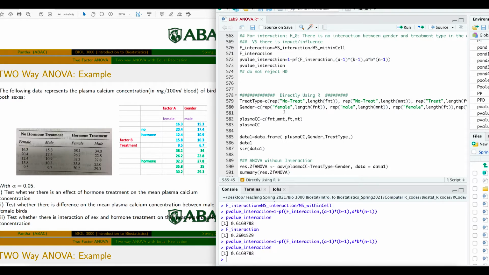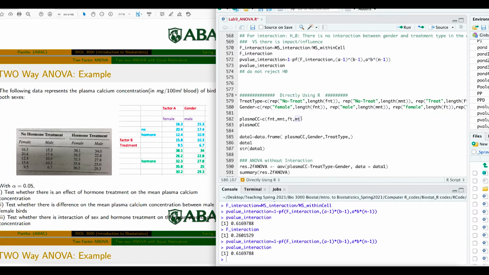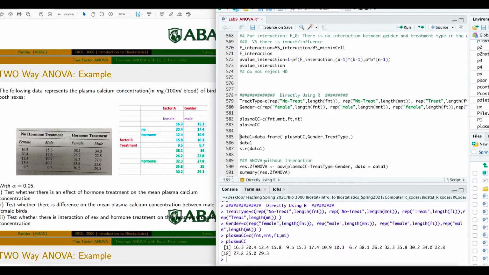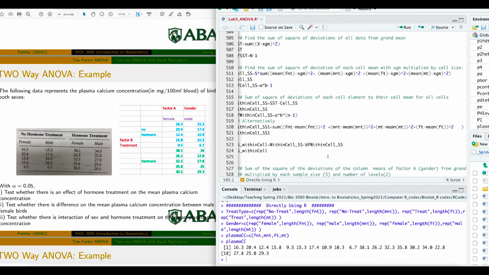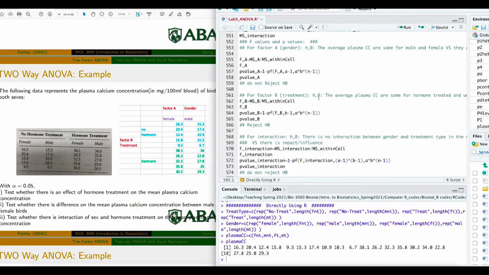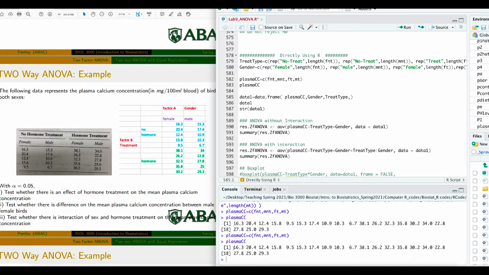Now the gender is female and male. How many female? F and T. And then male, how many? M and T. Also, how many female in the treatment type? FT many, because there are 5 in FT, there are 5 in MT. So if I run those 2 and put them all in the same matrix, what do you see? You got that this is basically the plasma CC. So what is plasma CC? Plasma CC is the data for FNT, FT, MNT, MT, all put together. That is the plasma CC data. So we put all of them together in a row.